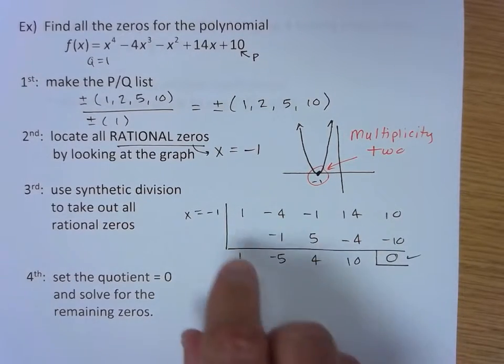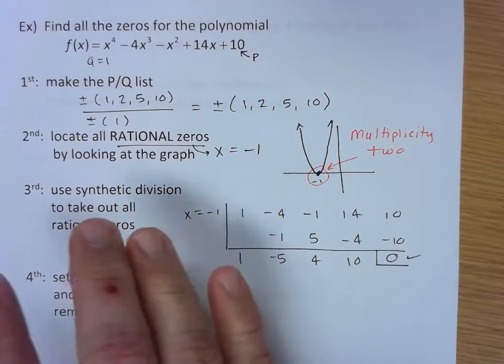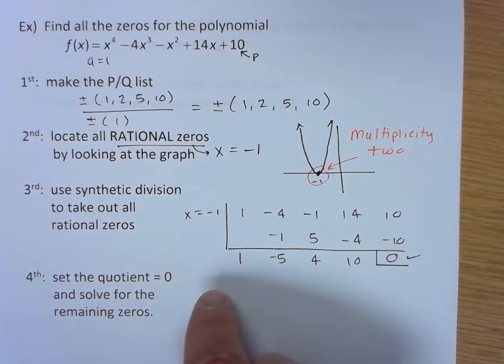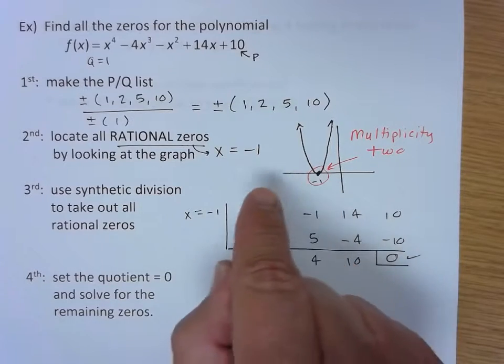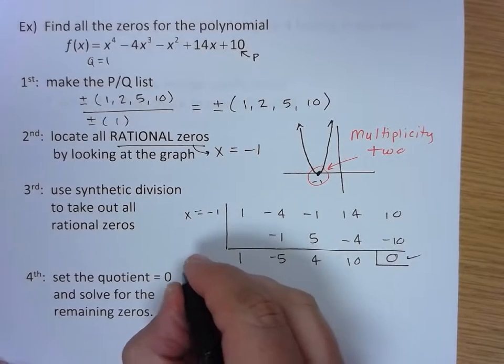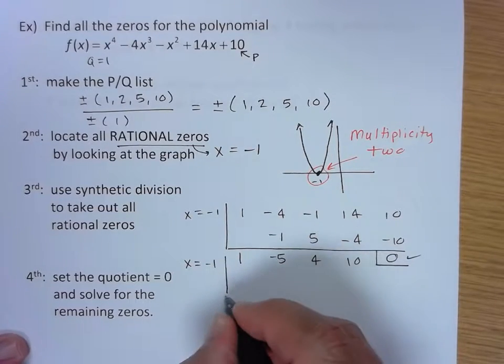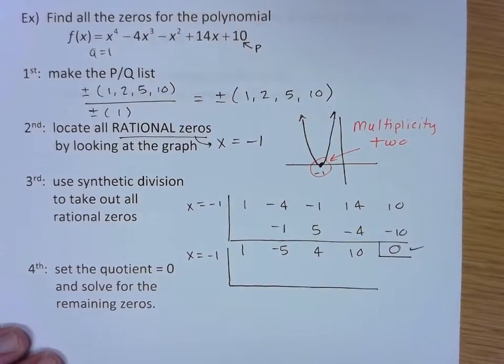So now, remember, we've taken degree 4 down to degree 3. But the only way to get those other two zeros is to set a quadratic quotient equal to 0. So remember, when you have multiplicity 2, that actually tells you you get to use that 0, in this case x equals -1, that many number of steps in your synthetic division process.